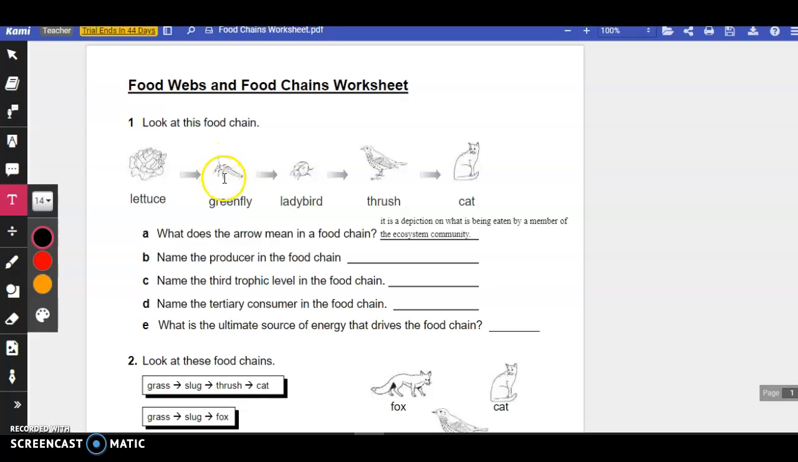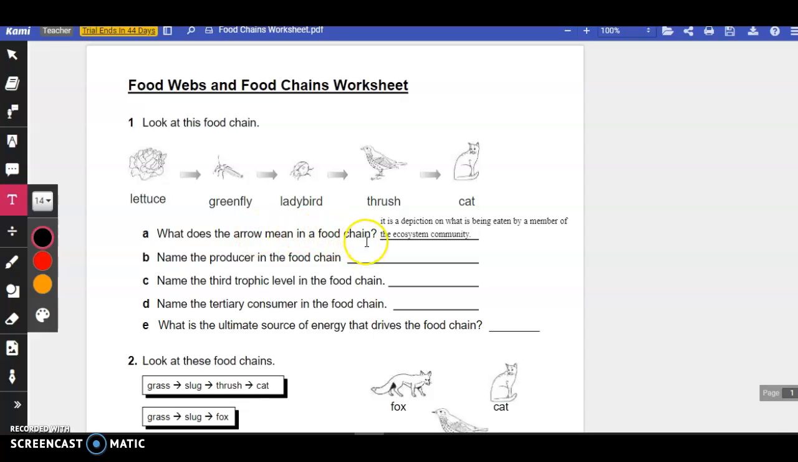And then the green fly is eaten by the ladybird. Now the ladybird becomes a secondary consumer because it can eat either the producer and or the primary consumer. And the secondary consumer, which is a ladybird, is being eaten by a thrush and the thrush by a cat. The thrush becomes a tertiary consumer because it can eat 1, 2, and 3 different types of food sources for it to survive. Now, let's try and answer these questions while looking at this food chain.